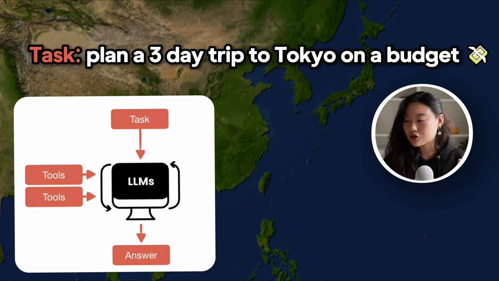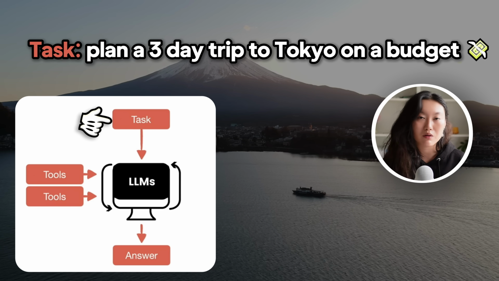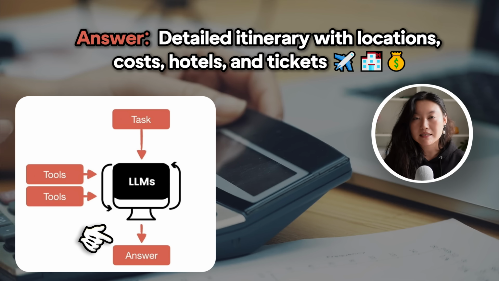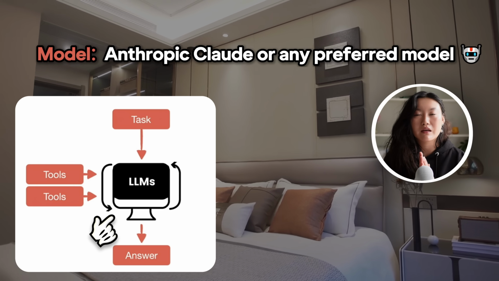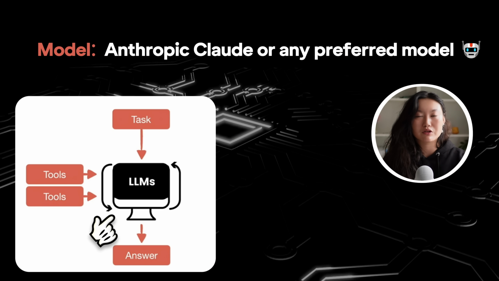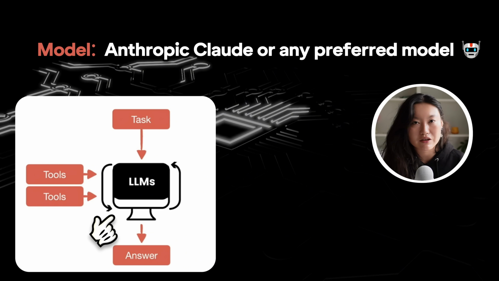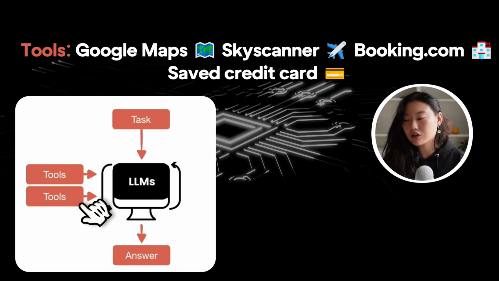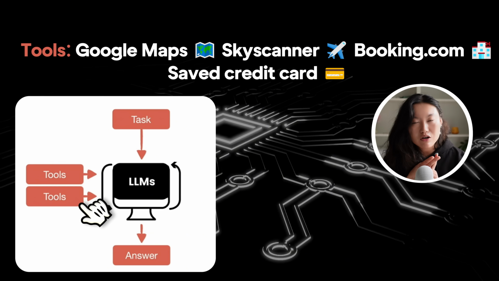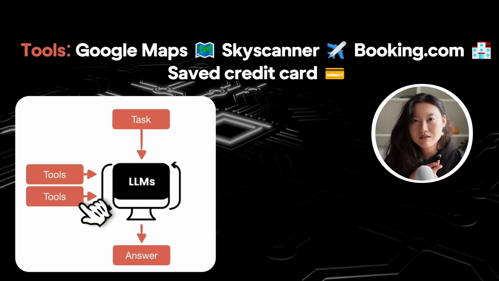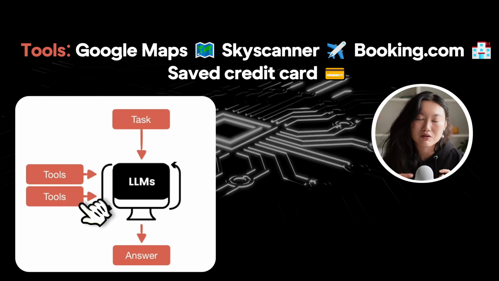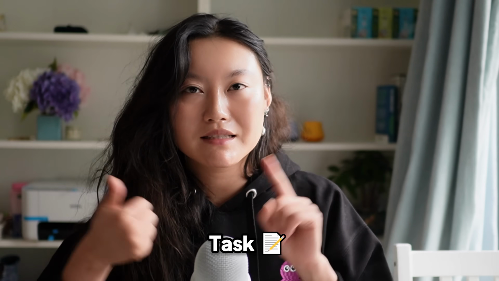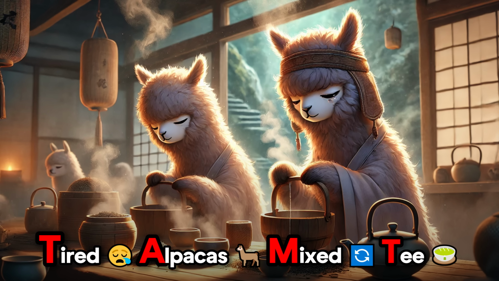For example, you could have a travel planner AI agent. Its task is to plan a 3-day trip to Tokyo on a budget. The answer that you want is a detailed itinerary with locations and costs, as well as hotel bookings and any tickets. The AI model could be Anthropic Claude, for example, although you can switch that out for any other models that you like as well. And the tools that it needs include Google Maps, Skyscanner for figuring out what the tickets are and how much they cost, Booking.com for logistics, and your saved credit card information so that you can actually place these bookings. Task, answer, model, tools. Tired alpacas mixed tea.